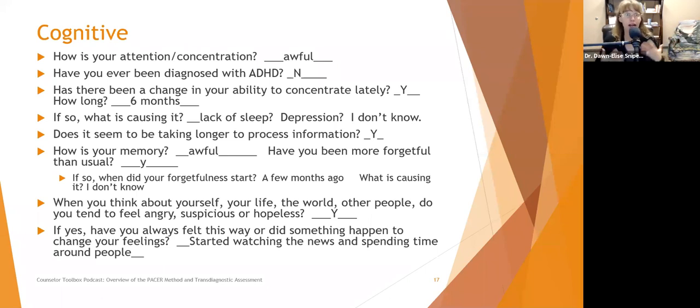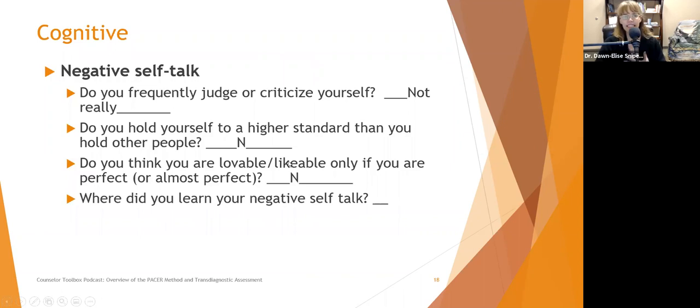It's kind of what I'm hearing when he's around, when he's getting input from outside, because his ideas and ideals and beliefs seem to conflict with the majority right now. Do you frequently judge or criticize yourself? Not really. Do you hold yourself to a higher standard than other people? Nope. Do you think you are lovable or likable only if you're perfect? He said, nope. Where did you learn your negative self-talk?